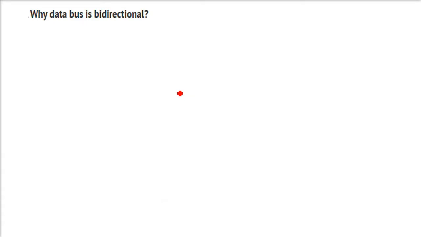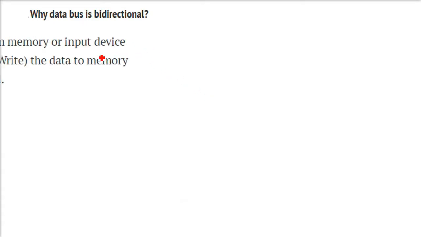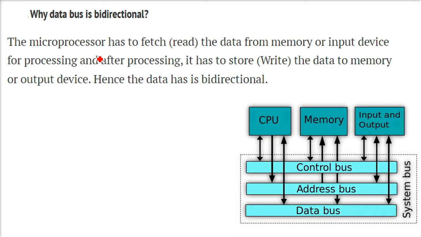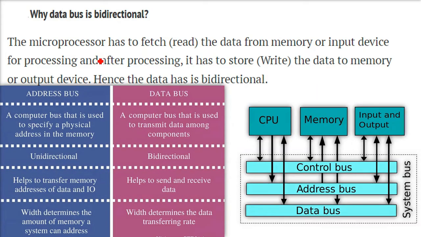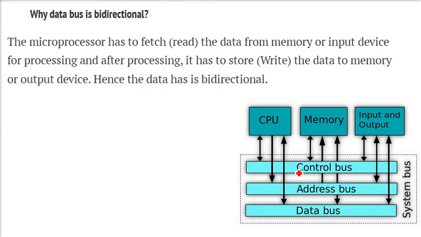Why is the data bus bidirectional? Now this has a lot of concepts inside it: data bus, address bus, memory bus. First, let me show you the whole scenario. In any microprocessor or system, you need to have a control bus, an address bus, and the data bus.